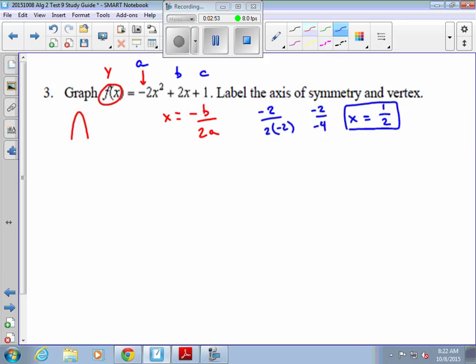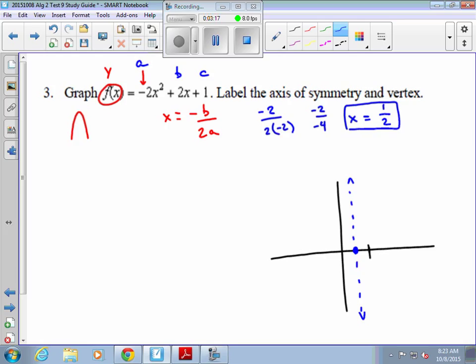So your x value, when we graph this picture, is going to be at 1. Our axis of symmetry will be at 1/2. So we're going to have ourselves a picture that goes just like that. That's the first thing, your axis of symmetry. Remember, we know it opens going down. So we're going to go up some.